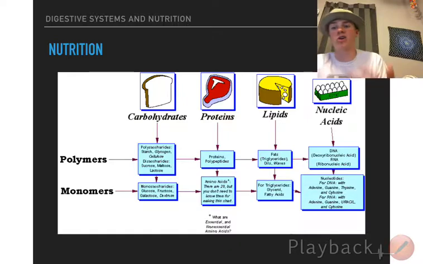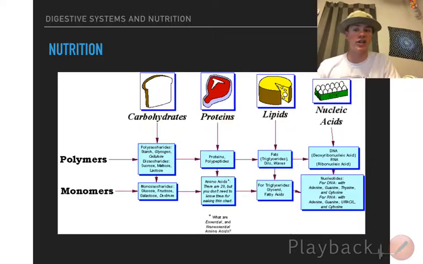And then at the top you see carbohydrates like bread. Bread's good. Toast, tasty stuff. Proteins, steak, chicken. I like chicken. Lipids, cheese, butter, stuff like that. I love cheese. And then nucleic acids, you can find those in eggs. Eggs are good too. Good morning breakfast.